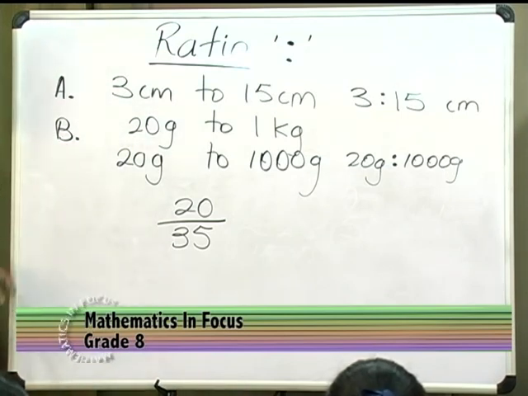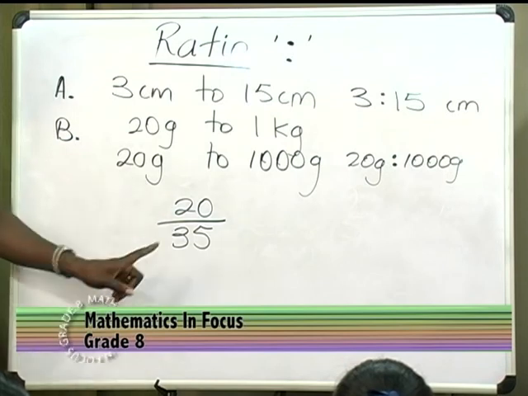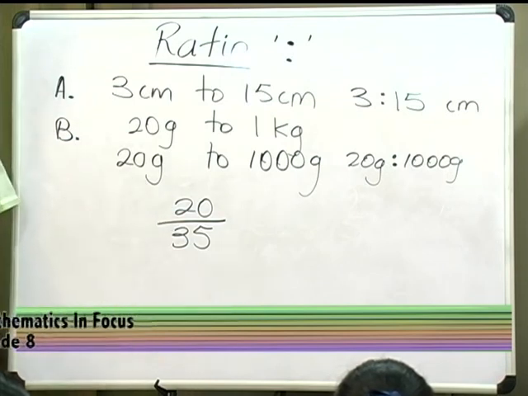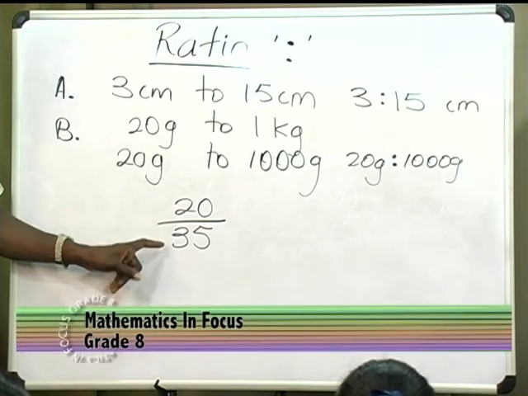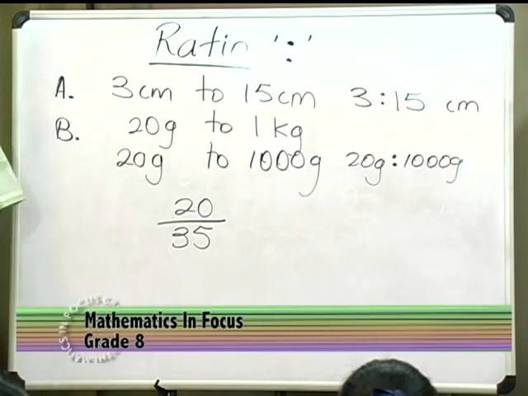We look for a number that can divide both of them. And such a number is called a factor. So we want a factor for 20 that is also a factor for 35. And because it is a factor of both of them, we call it a common factor. So we're looking for a common factor.